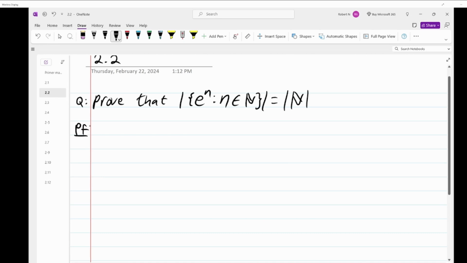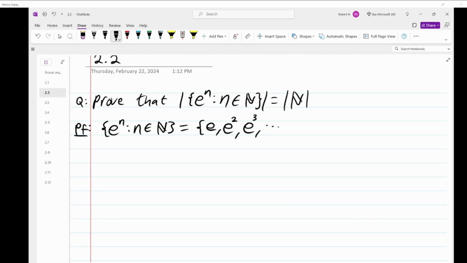All right. Proof. So just thinking about this logically, make sure I understand the question. If the elements in the set are E, I'll write it out. So it would be E to the power of 1, E to the power of 2, up until infinity.